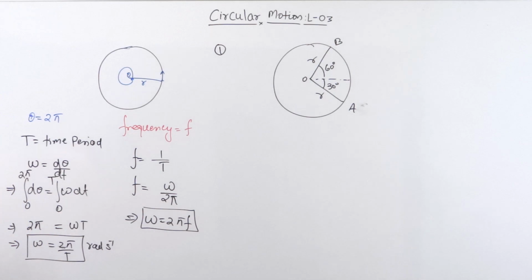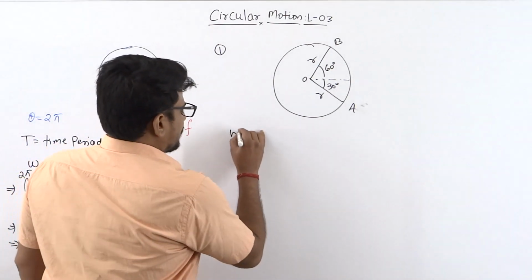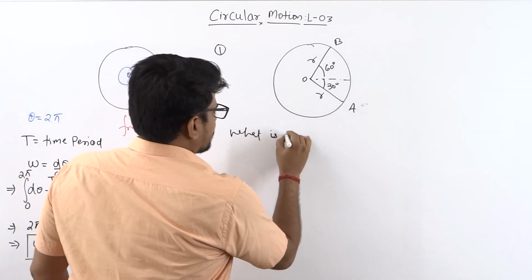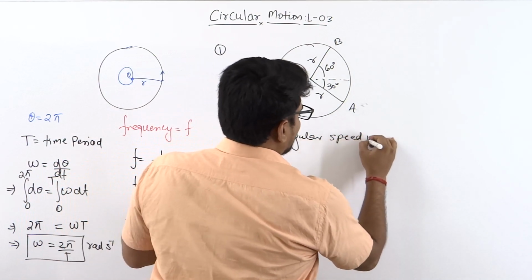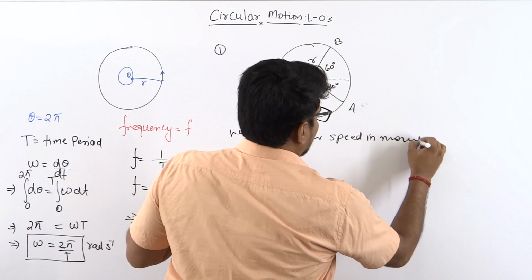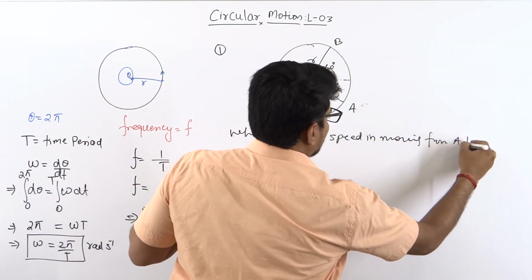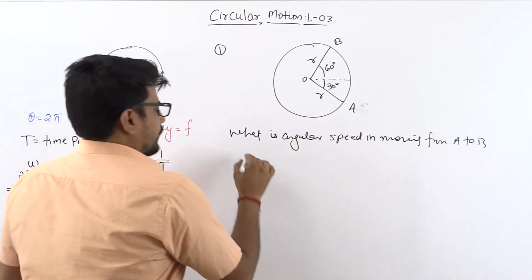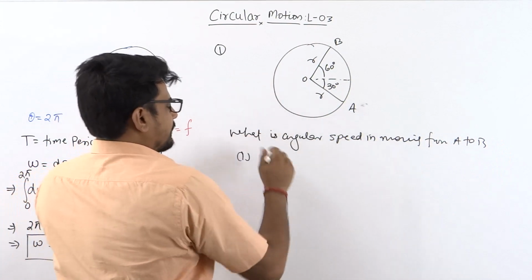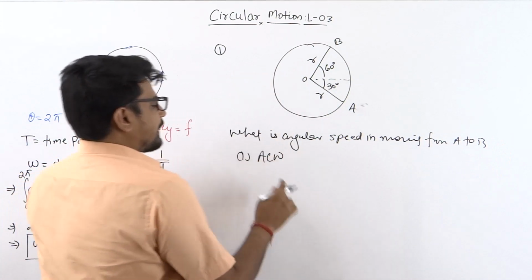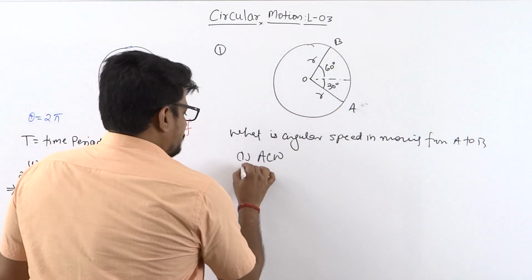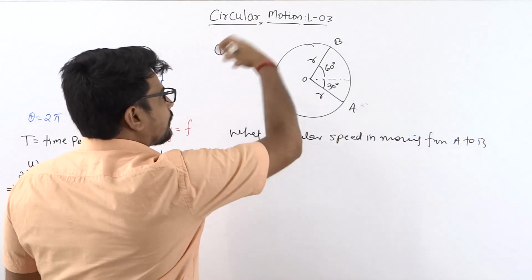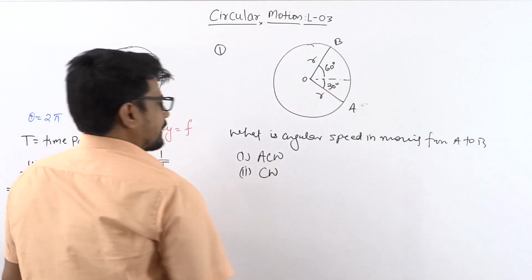Now my question to you, all of you: what is going to be the average velocity, or maybe you can say, what is the angular speed, the average angular speed in moving from A to B? Point number one, let's suppose anti-clockwise. ACW means anti-clockwise. The second question could be: find the angular speed when the body is moving clockwise. CW, बच्चों, that means clockwise.